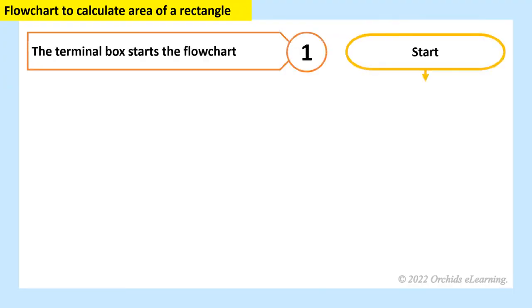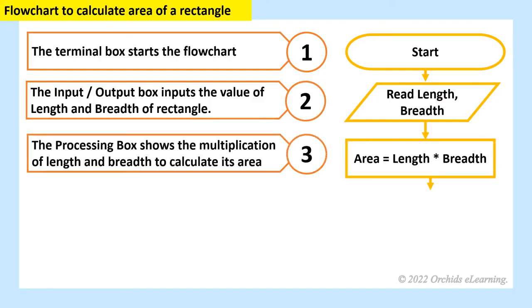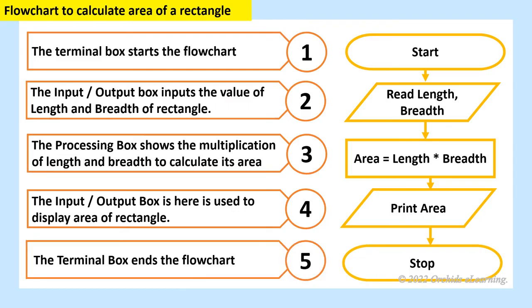Flowchart to calculate the area of a rectangle. The terminal box starts the flowchart. The input-output box inputs the values of length and breadth of the rectangle. The processing box shows the multiplication of length and breadth to calculate its area. The input-output box is used to display the area of the rectangle. The terminal box ends the flowchart.